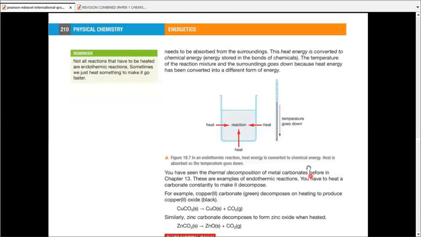Let's explain it further with the help of diagrams. You would notice in this kind of reaction, the heat is taken in from all sides. The temperature goes down. The heat energy is then used literally to convert it into chemical energy.